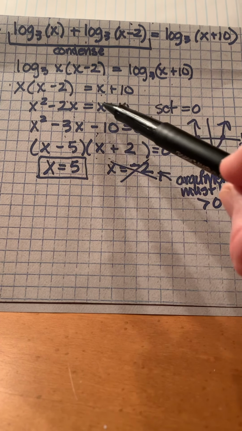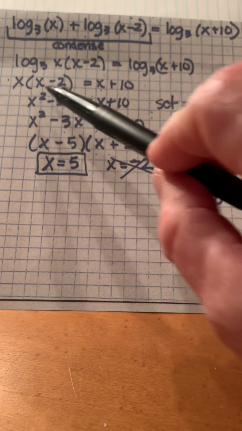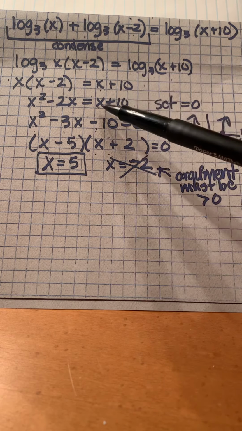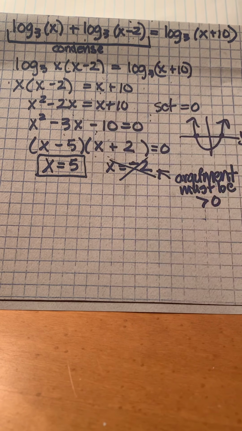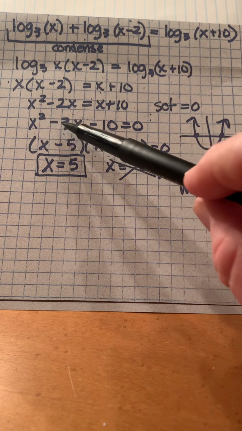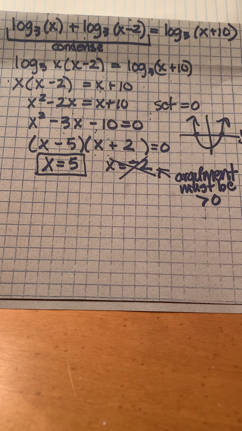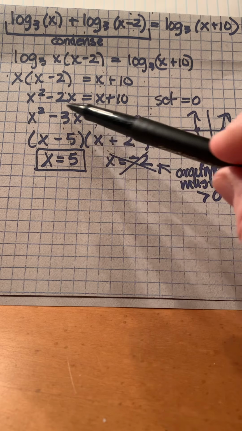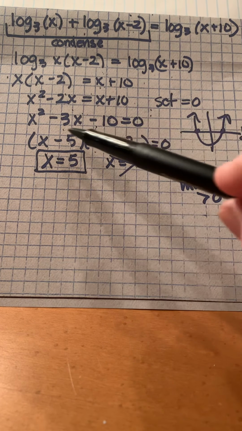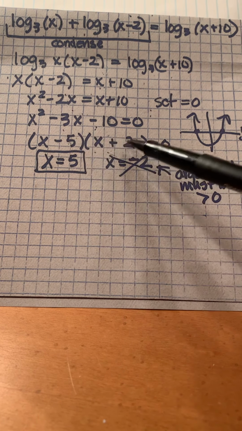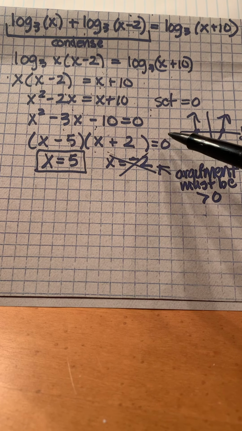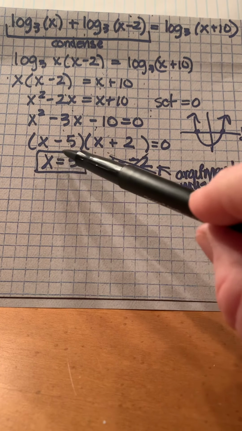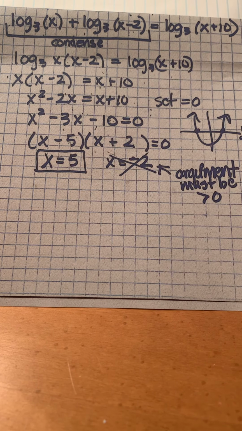This is a quadratic equation because there's x to the power of 2, and I need to set it equal to 0. So I subtracted x and 10 from both sides of the equation, and I ended up with x squared minus 3x minus 10 equals 0. Then I factored it. I found factors of negative 10 that add up to negative 3, and I got x minus 5 times x plus 2 equals 0. So the two solutions to this quadratic equation are x equals 5 and x equals negative 2.